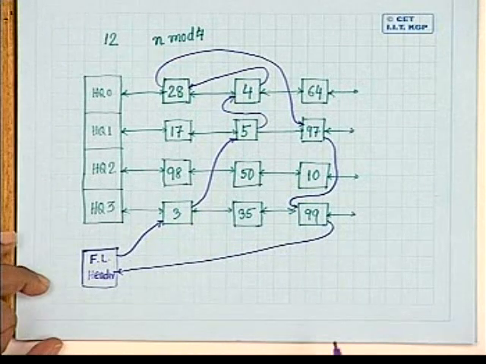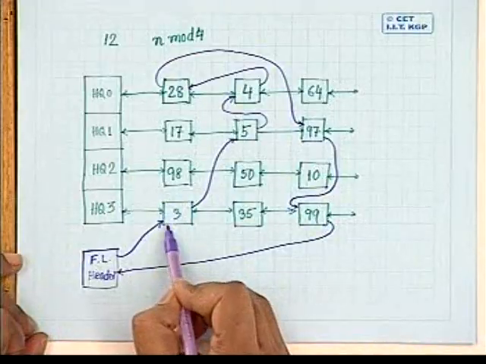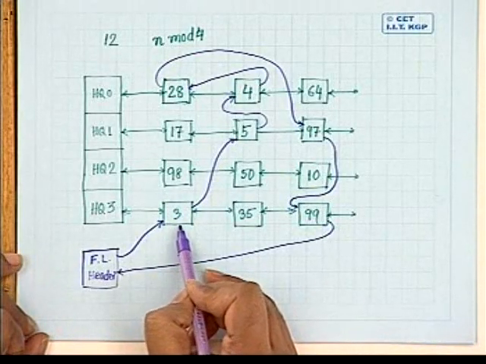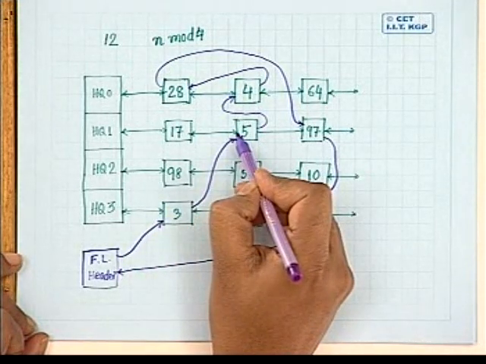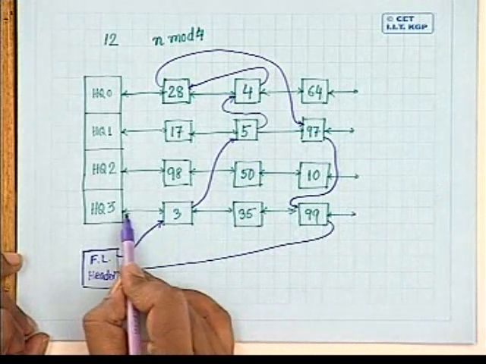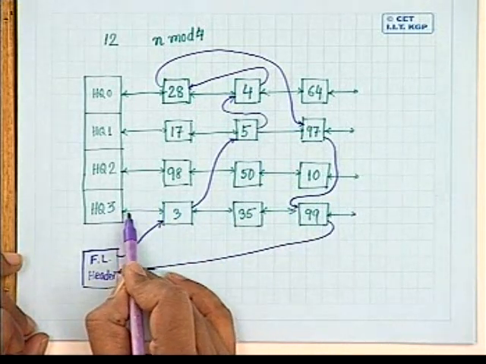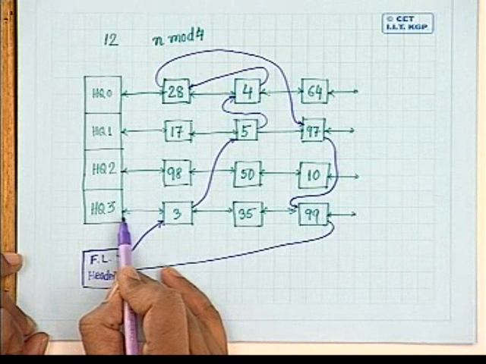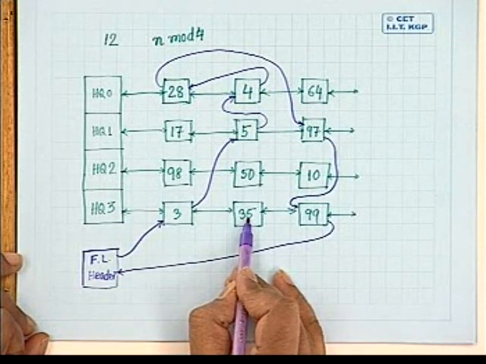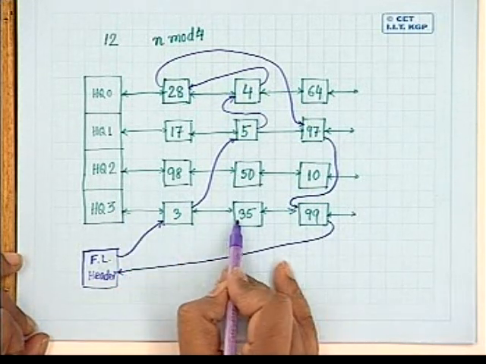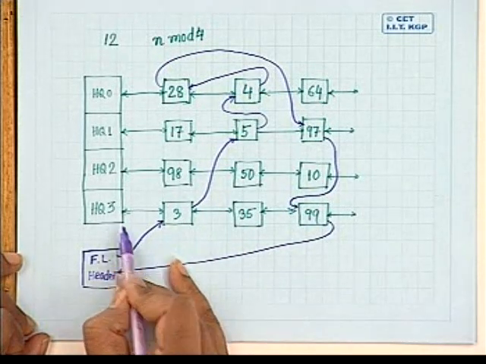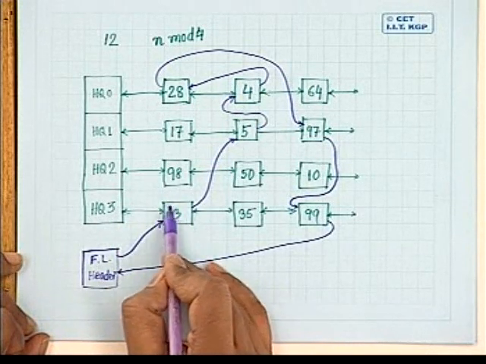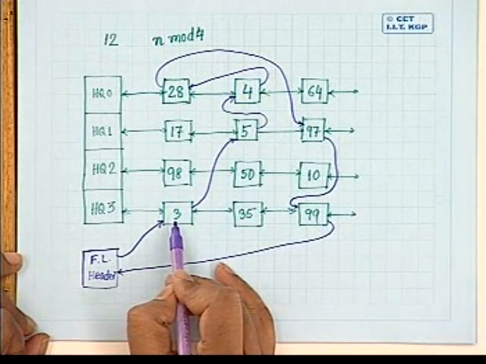How do you manipulate that? Simply by manipulating the pointers. If I want to take this buffer containing block number 3 out of the free list, I have to put this pointer to block number 5. Similarly, the forward pointer from the header node of hash queue 3 has to point to this block number 35. The backward pointer of block number 35 has to point to header queue 3, and the pointers of this block number 3 have to be set now.